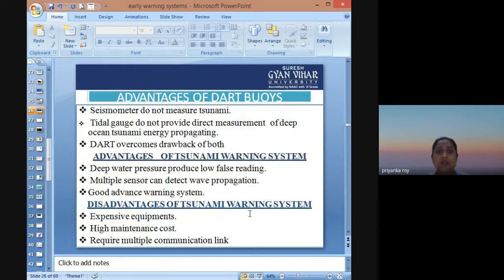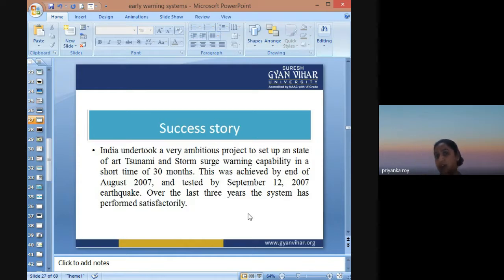Okay, so the advantage of the DART buoy is that seismometers do not measure tsunamis, and tidal gauges do not provide direct measures of the depth of the ocean or tsunami energy propagation. So the DART buoy overcomes the drawback of that, both the quake and the change in the water level that is going to be coming. The disadvantage of this is that it is extensive equipment, has high maintenance cost, and requires multiple communication links, from the sensor system to the buoy and the buoy to the satellite.